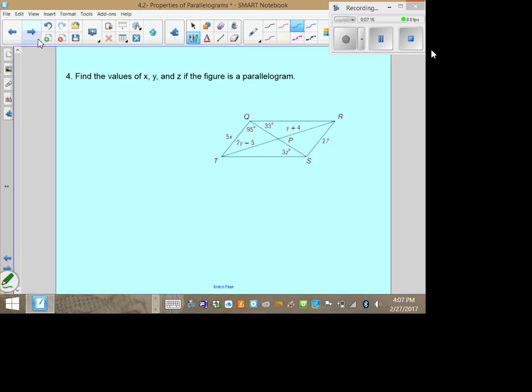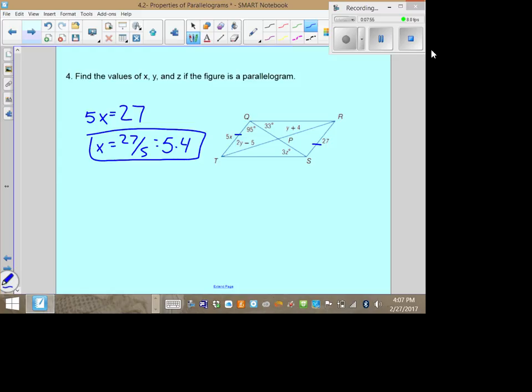So combining all of these properties and everything we know, we're going to find the values of x, y, and z. So solving first for x, we know that opposite sides have to be congruent. So we can say that 5x equals 27. So we get x to be 27 over 5, or also 5.4. So that is our x value.